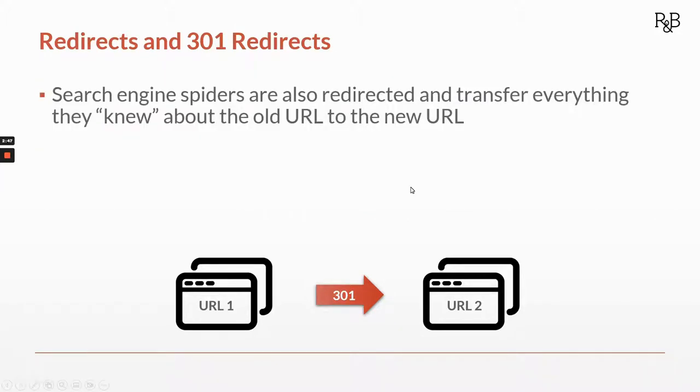In addition to humans, search engine spiders are also redirected. So they transfer everything they knew about the old URL to the new URL. That includes links. So if the old URL had backlinks, that value, that link equity, will get passed along to the new URL with the 301 redirect. This is a critical distinction from a 302 redirect, which is a temporary, non-permanent redirect, where that link equity will not be passed.